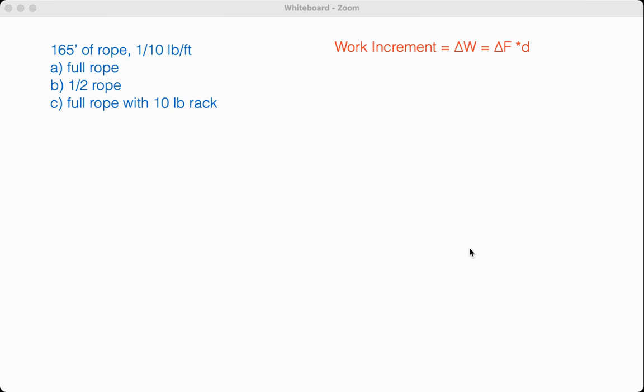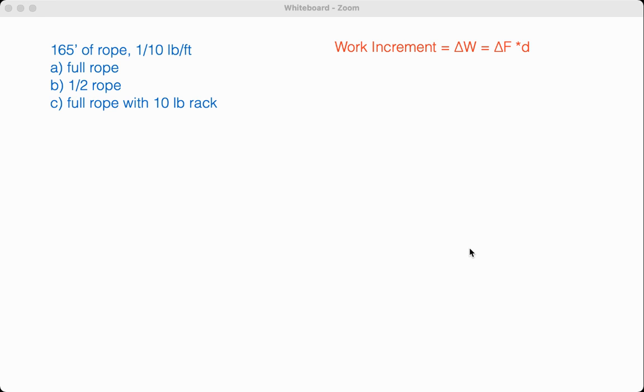Well, hi. This is going to be an example just like coiling up a rope or pulling up a chain or something like that, where the amount of work decreases a little bit because every time you pull up another link of the chain or another foot of the rope, there's less weight to carry. There's less distance that some of the rope has to travel and more distance that others have to travel. So we look at the work increments, each little bit of it.